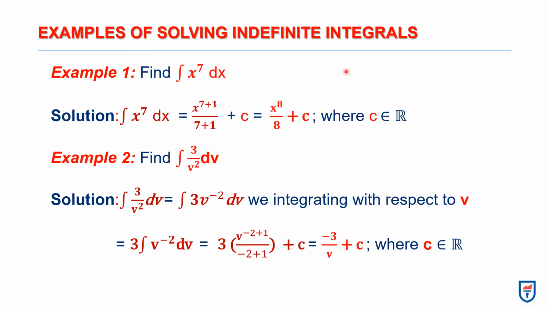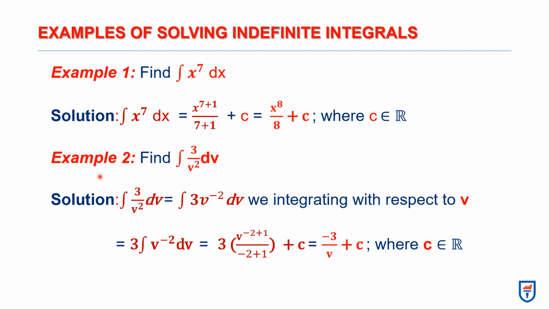Here are some examples of solving indefinite integrals. Example 1 says, find the integral of x to the power 7 dx. When finding the solution of such an expression, which is x to the power 7, in the process of integrating we need to add 1 to our power of 7, so 7 plus 1. Then we divide by the total power. So we say x to the power 7 plus 1 divided by 7 plus 1, plus c. Always after we integrate, we need to add an arbitrary constant, which is c. So we end up with a solution of x to the power 8 divided by 8 plus c, where c is an element of what?